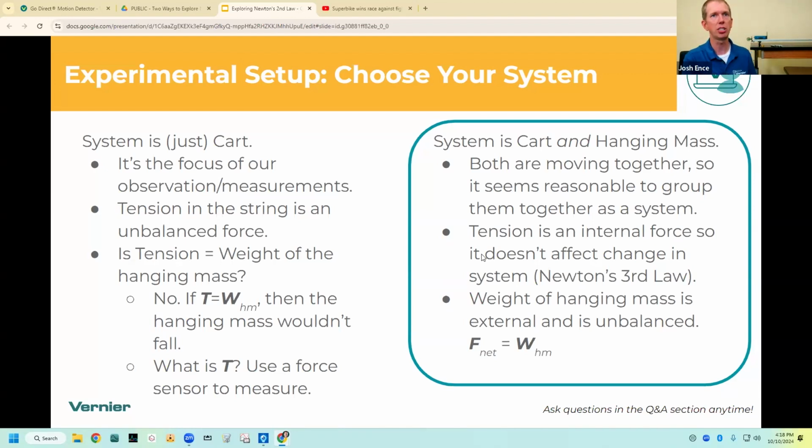We know as instructors that if the two were the same, the hanging mass would just stay motionless, and that the reason why it's accelerating is because the force of gravity is greater than the tension. So if we just wanted to measure the tension in the string somehow, we could mount a force sensor on top of our cart, and we can do it that way.